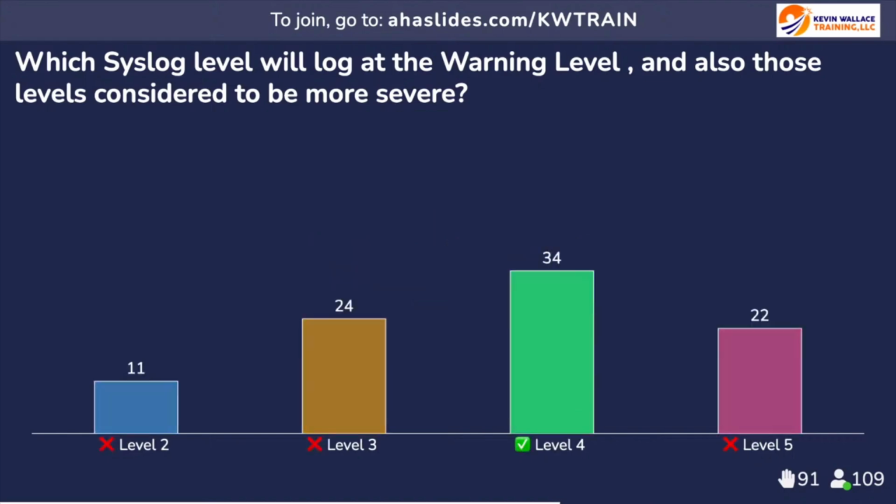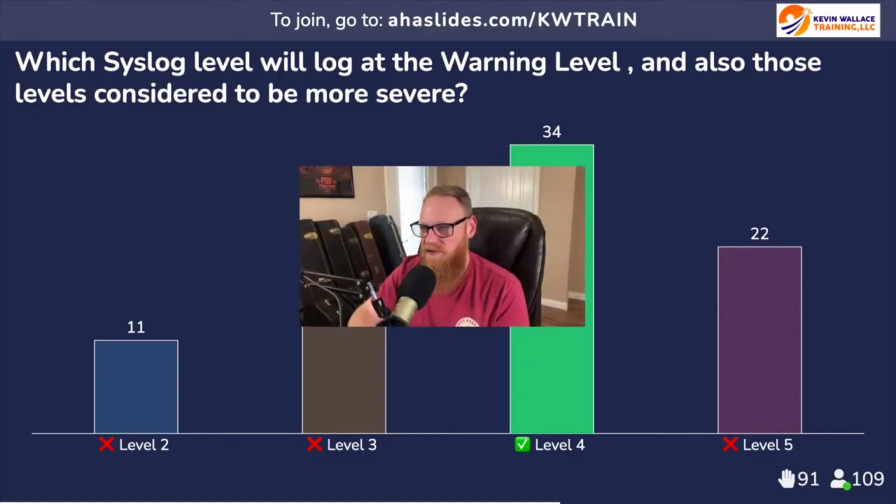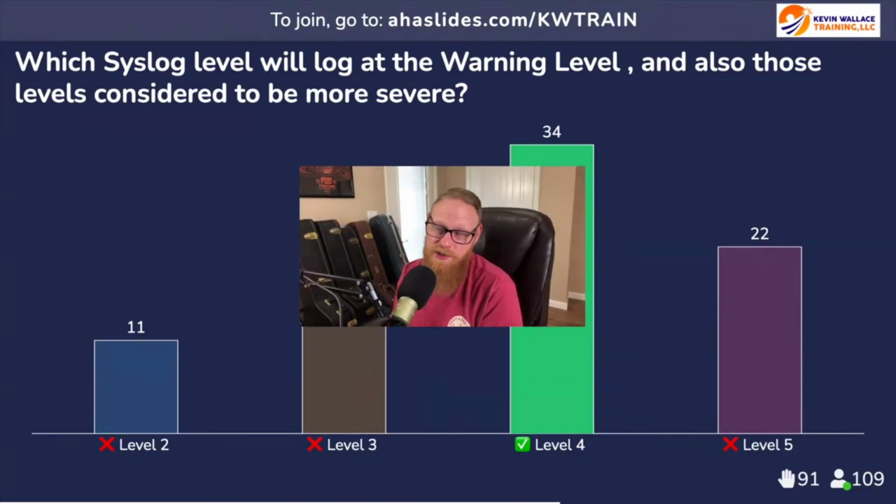And time is up. And we have level 4 as our correct answer. So syslog levels are going to range from level 0 through 7. I always found that maybe a little bit counterintuitive because level 0 is the most severe level. Maybe not the way that you would typically think about that. While level 7 is a debugging level. It's the least severe level.